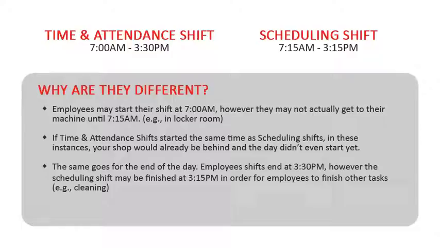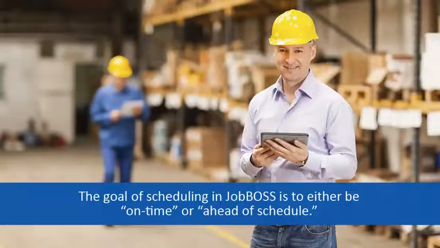On the flip side, we may choose to set the scheduling shift's end time to 3:15 p.m. in the event that employees are scheduled to work until 3:30 p.m. They might have things they have to do, like cleaning or something of that nature, and if we have our scheduling shift all the way out to 3:30, then JobBOSS is expecting you to be actually working on a machine until 3:30 p.m. Remember, the goal of scheduling in JobBOSS is to either be on time or be ahead of schedule. So let's take a look at some additional scheduling shifts that we could have in JobBOSS.